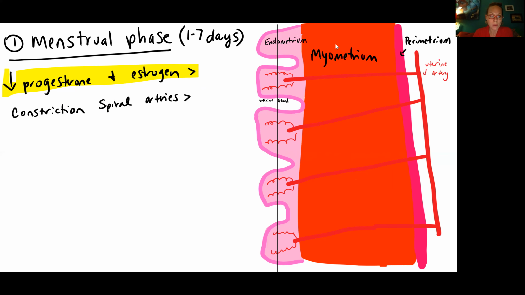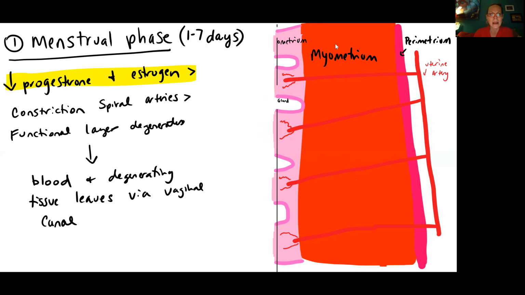When you get that drop in progesterone and estrogen, that's going to cause constriction of those spiral arteries that are extending into that functional zone. We already know this. If you lose vascularization, if you lose blood flow, you're not getting oxygen, you're not getting nutrients, and you're not getting waste disposal.